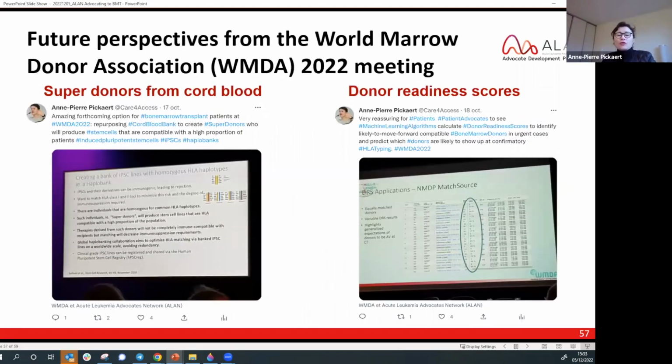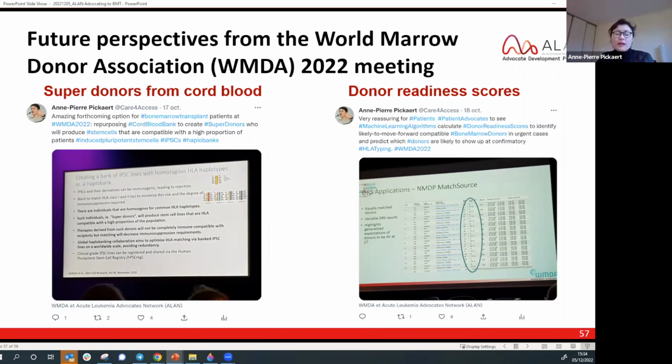And I'm going to conclude on a slide. From the World Marrow Donor Association meeting this year that took place in October, there are two nuggets that I collected from that meeting. The first one was the notion of super donors, which sounds really exciting, but it is. So super donors made from cord blood units.